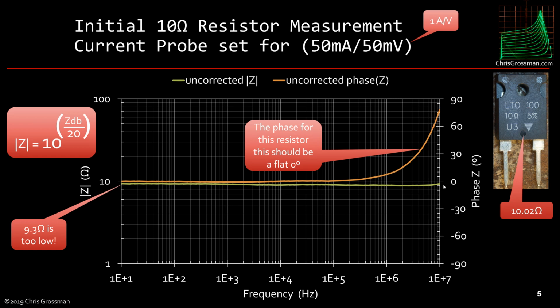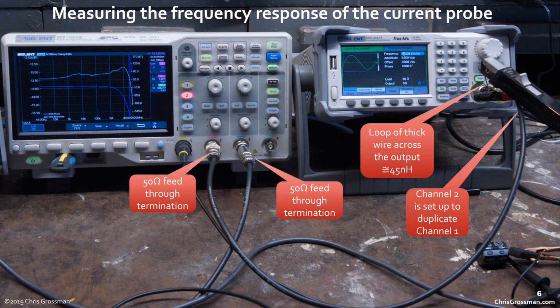And it should be flat out to the low hundreds of megahertz, and here I'm seeing a lot of phase shift starting in the hundreds of kilohertz, and a lot by the time I get to 10 megahertz. That's just not right. So I thought, well, let's measure the current probe.